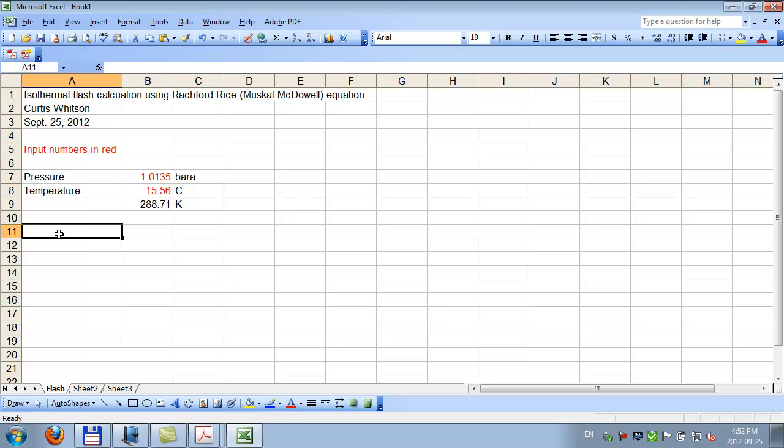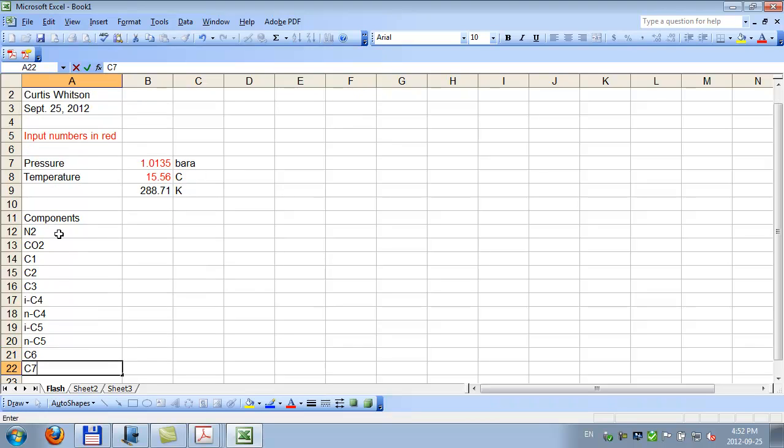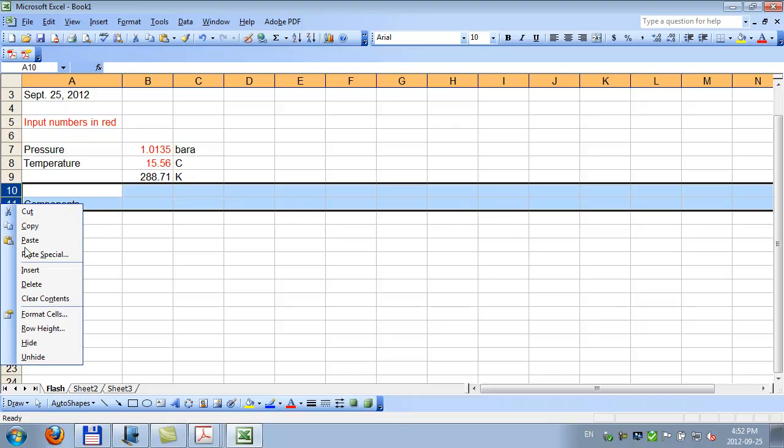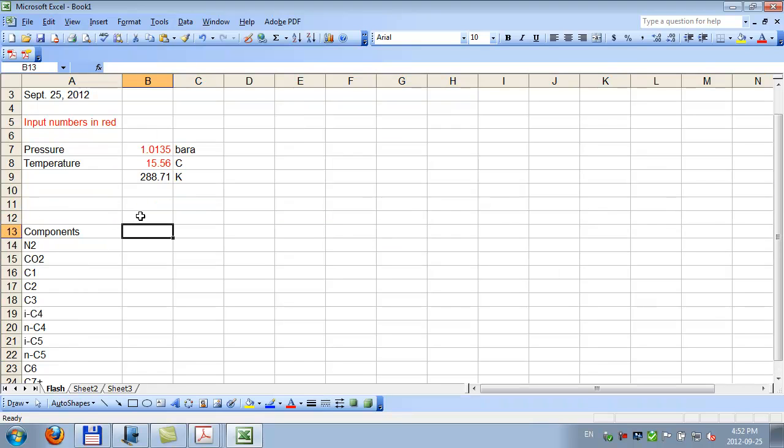And then we've got our components, right? Nitrogen, CO2, methane, ethane, propane, isobutane, normal butane, isopentane, normal pentane. These are the components that you'll for sure always see. And then C7 plus.